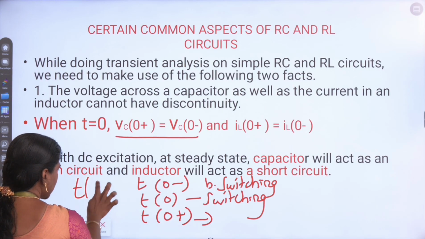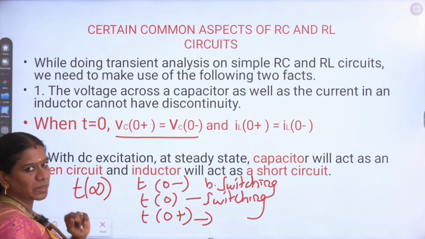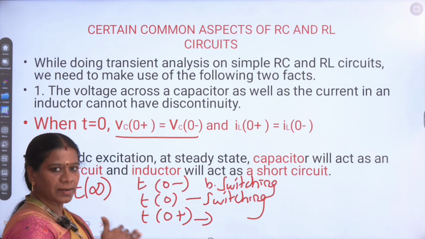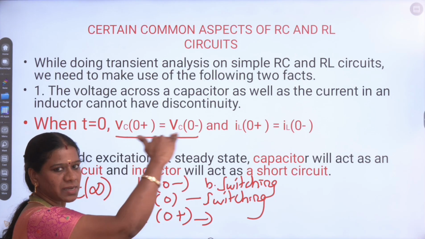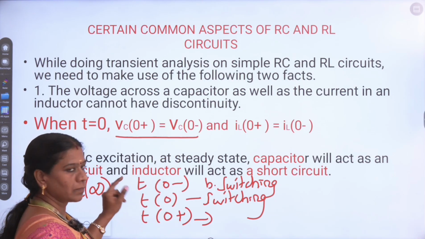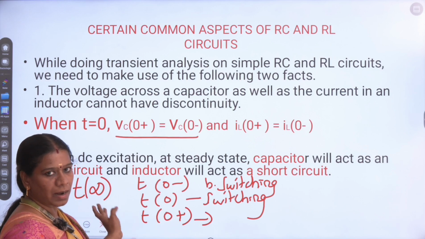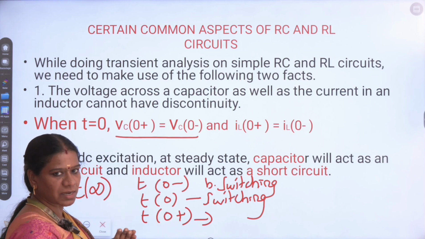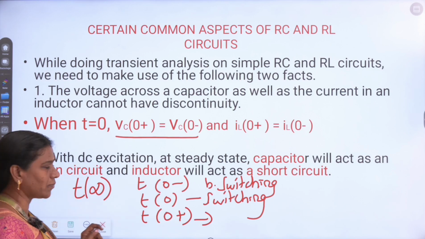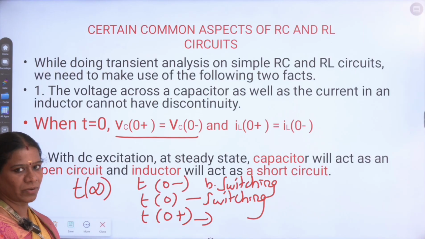And one more condition is there, t of infinity, which is nothing but the steady state condition. Current will reach or voltage will reach its steady state value. At what time the current or the voltage reaches the steady state value, that is nothing but t of infinity.